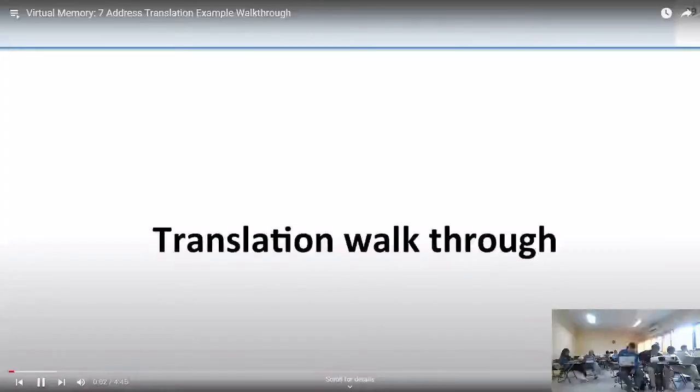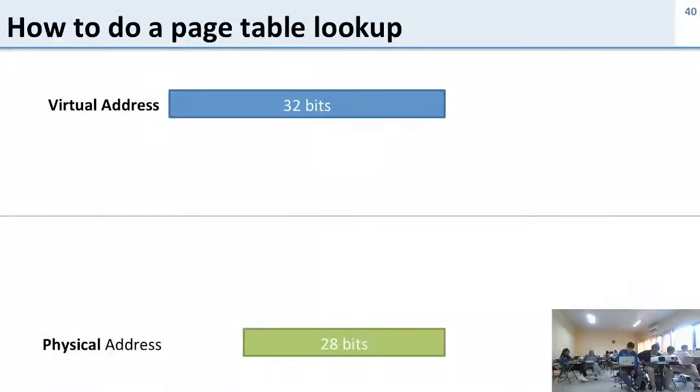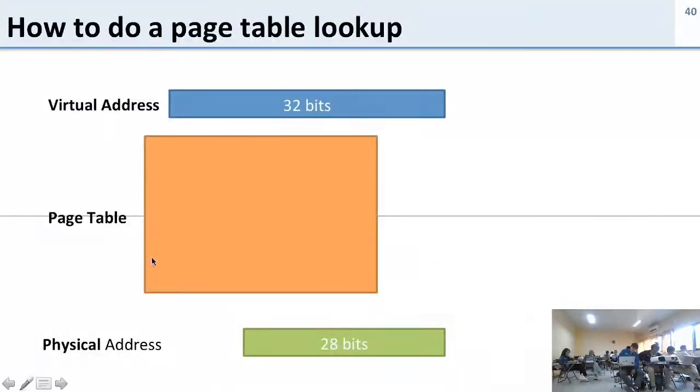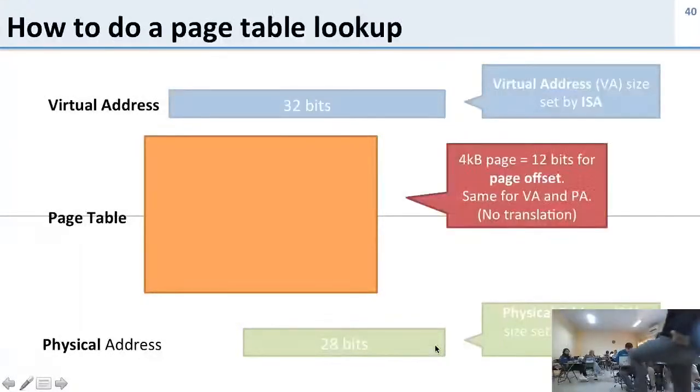Now let's walk through how we actually do this translation and what bits go where. So how do we do a page table lookup to translate from a virtual address to a physical address? So here's our page table, here's our virtual address, and our physical address. Our virtual address size is set by the ISA, and our physical address is set by the amount of RAM we have installed in the machine. So let's take a look at how this works.